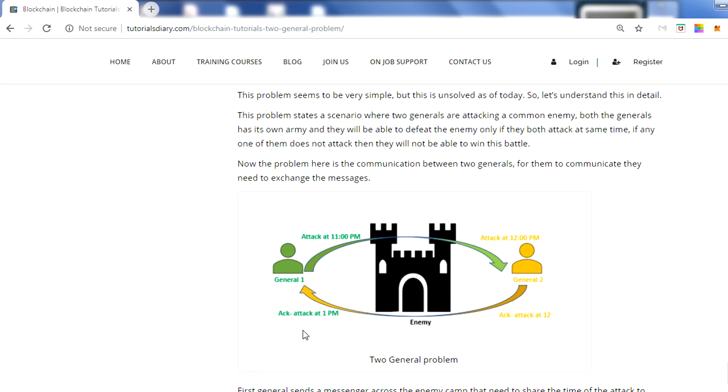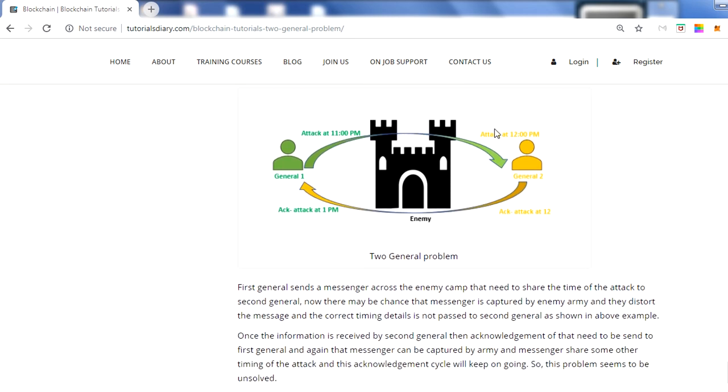So this is the two general problem, which was put together around 1970 and is still not solved today. This is the cycle which we have shown. It will keep on going and will not end, because step one is passing the information, then the acknowledgement from general two to general one, then from general one back to general two, and from general two to general one again, and so on, right? And they have to trust only a messenger's message. So this cycle will keep on going, and still no consensus will be reached between the two generals, right?